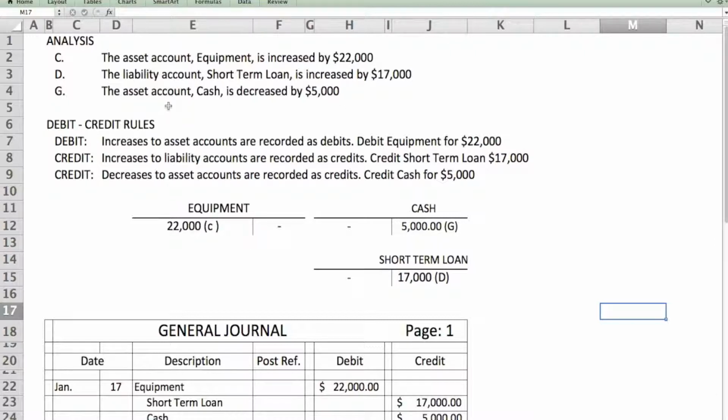Then we have the liability account. Coffee RS indicated they'd be more than happy to give him a short-term loan. They gave him $17,000 worth of loan, while Jello did pay $5,000 cash down as well. We'll go through the debit credit rules.